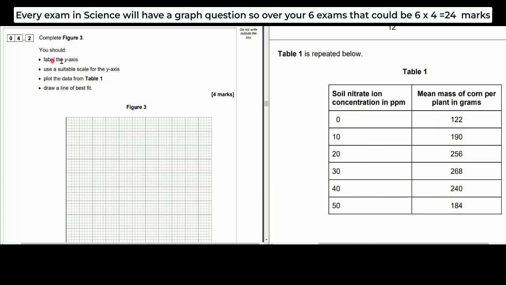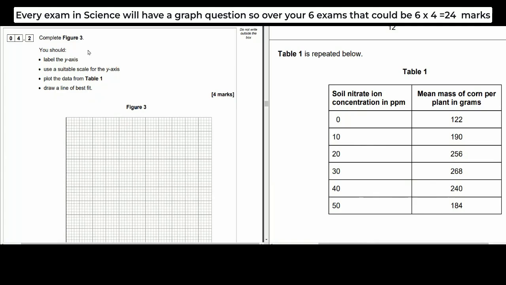Now you can see you're going to get 1 mark for labeling the axis, because there's 4 marks here and there's 4 bullet points, so they're kind of giving you a clue. 1 mark for labeling the axis, 1 mark for a suitable scale. As long as your graph takes up over half of the graph paper, you'll score that mark. And then 1 mark for putting the points on from over here into the correct place. You're allowed to be half a small square out. And then draw a line of best fit.